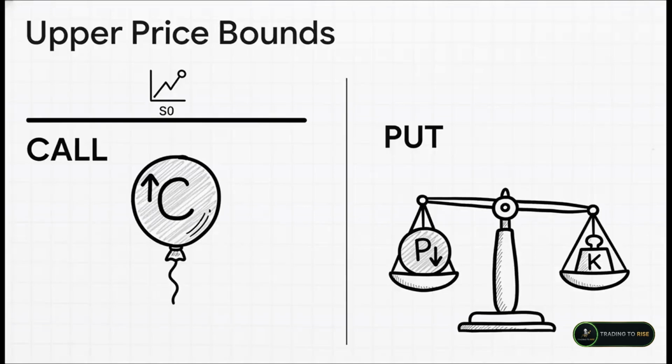And for a put, it's similar. A put gives you the right to sell a stock at the strike price. The absolute best you can do is if the stock goes to zero. In that case, you get the strike price, so a put can never be worth more than its strike price. These are the hard ceilings that keep the market sane.